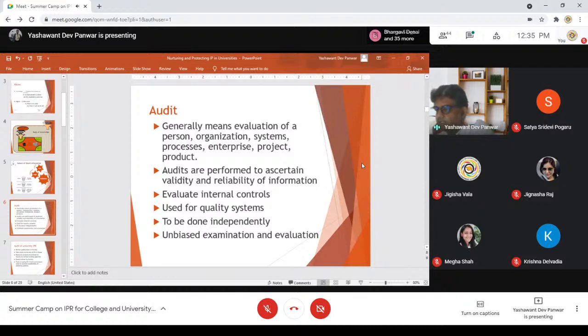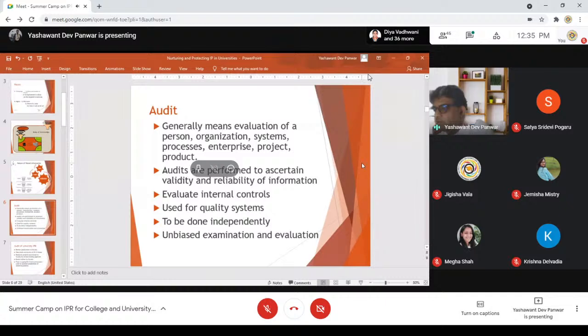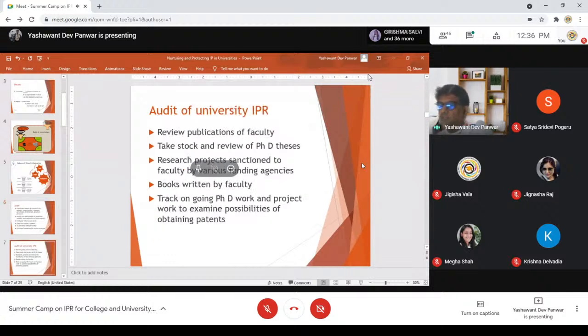So by evaluating your internal control system, you see how your IP has been protected in time or not, whether it has fallen into the public domain by way of publication, so that a patent could not be filed. To evaluate the internal controls of an institution, I think a periodic IP audit is a requirement to improve and enhance the IP output of any institution. And it has to be done independently, because internal evaluation may be a biased proposition.